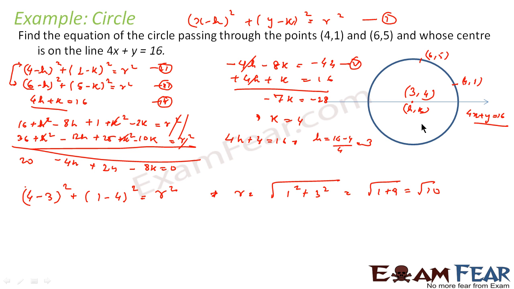So we know that r is equal to root 10, and h, k also we know. So now we can say the equation is x minus h, that is 3, square, plus y minus k, that is 4, square, is equal to root 10 square, which is 10. And that is the equation. If you want, we can solve it further, or we can keep it like this. This is the equation of the circle. What we have done, we have found the value of h and k, and we have found the value of r, and we have got the equation.